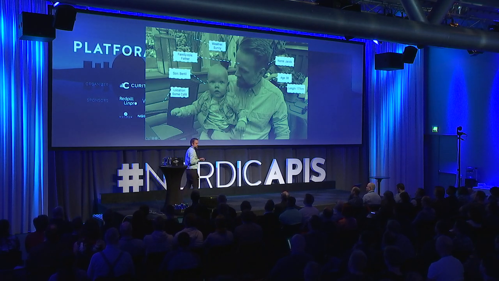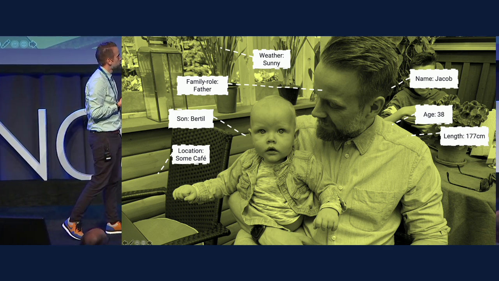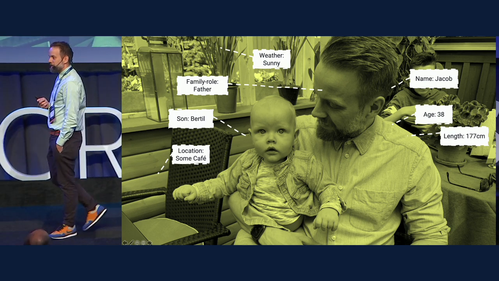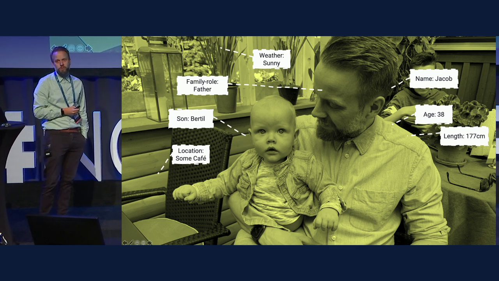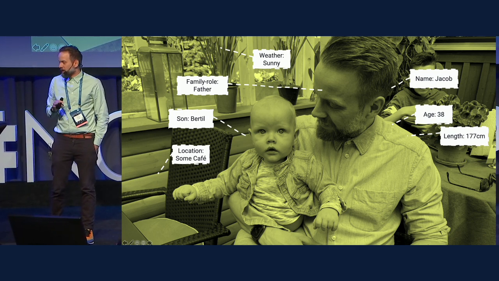I could also present myself like this. I have a name, it's Jacob. I have an age, 38, if you wonder. I'm 177 centimeters tall. I'm a father, I have a son. This picture was taken at some cafe. It was sunny, I think, outside at least.